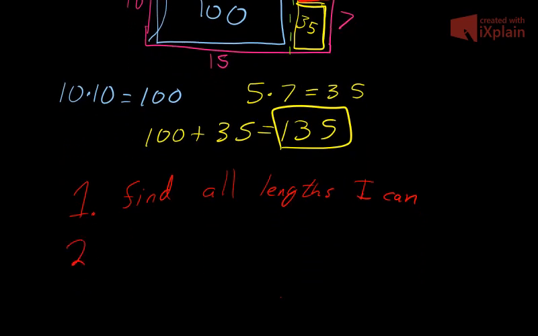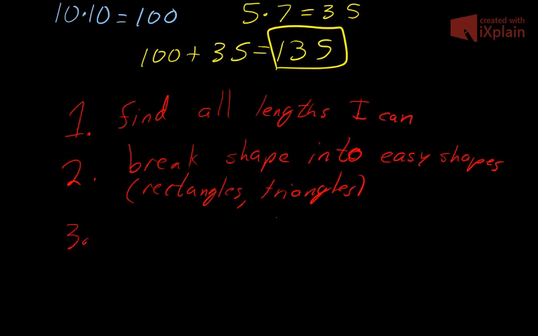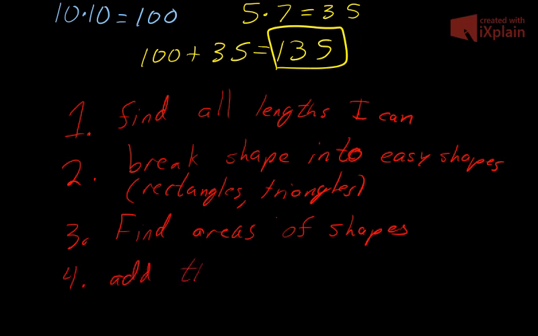The next thing I want to do is to break the shape into easy shapes. And for me, and I'm thinking for you, easy shapes are probably going to be rectangles and triangles. After that, it becomes pretty easy. We're going to find the area of our shapes. Find the areas. I guess we have multiple shapes. And then add them up. Just like that, we're good to go.